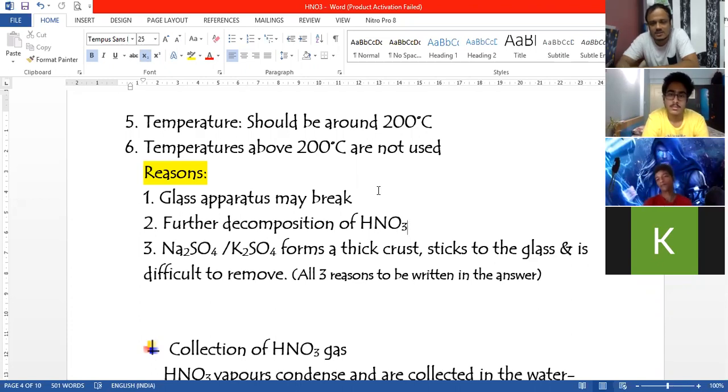The third reason which we studied in HCl was wastage of fuel. Please don't write that over here, because we have got another point. So you don't have to write those points over here. You can write these 3 points. 2 points are obviously like copy paste from HCl.